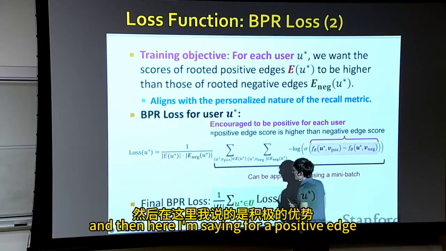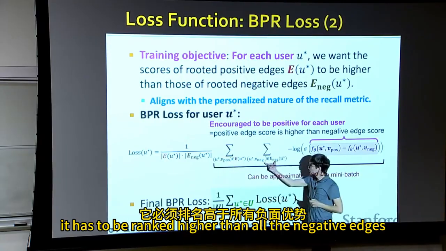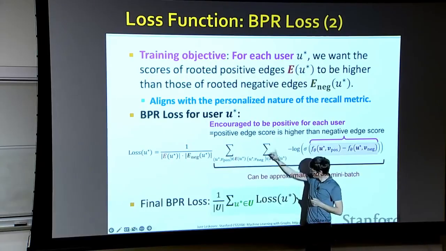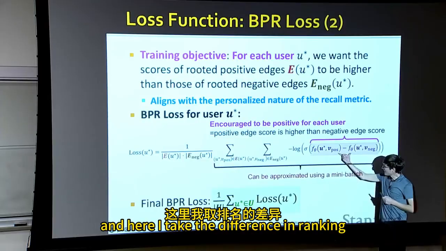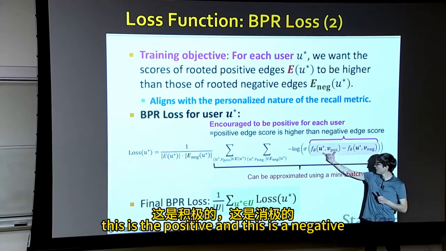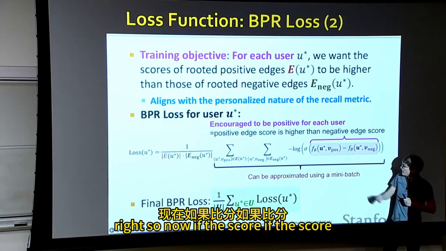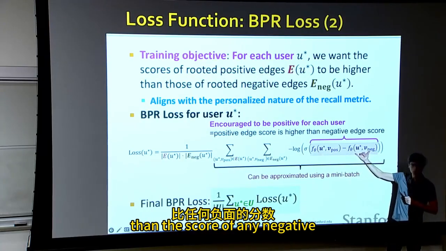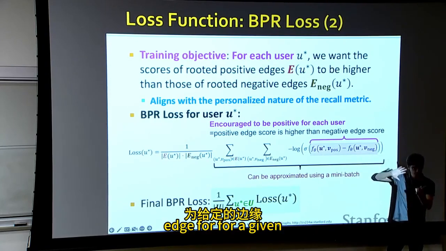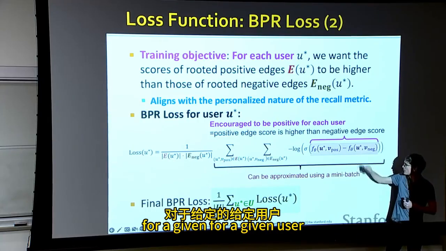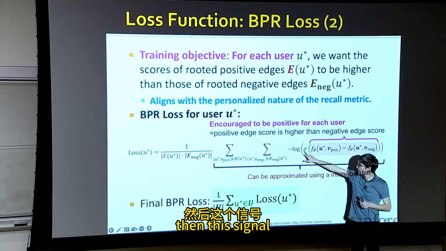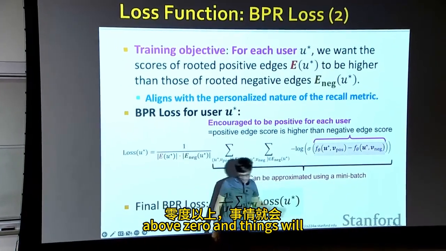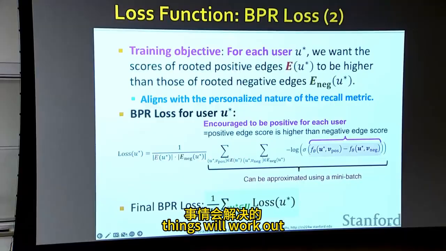And then here, I'm saying for a positive edge, it has to be ranked higher than all the negative edges, right? Because I take a positive edge, and then I go over all the negative edges, and here I take the difference in ranking. This is the positive, and this is a negative, right? So now, if the score of the positive is always bigger than the score of any negative edge for a given user, then this difference will be positive. Then this sigmoid will give me something that is above 0, and things will work out.